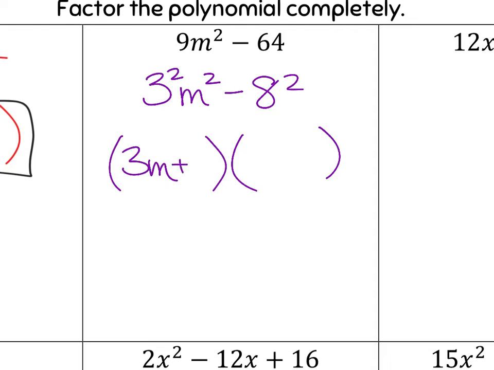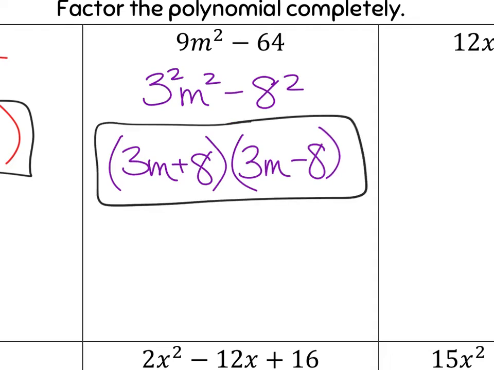3m plus 8, and that's it. I'm done. Put a box around your final answer, smile, and then check your work in Desmos. We still should not be getting these wrong. These are equivalent expressions.